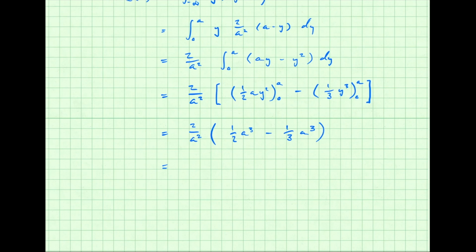And this simplifies to 1/3 of a, or a over 3. And so that's the answer for that one.